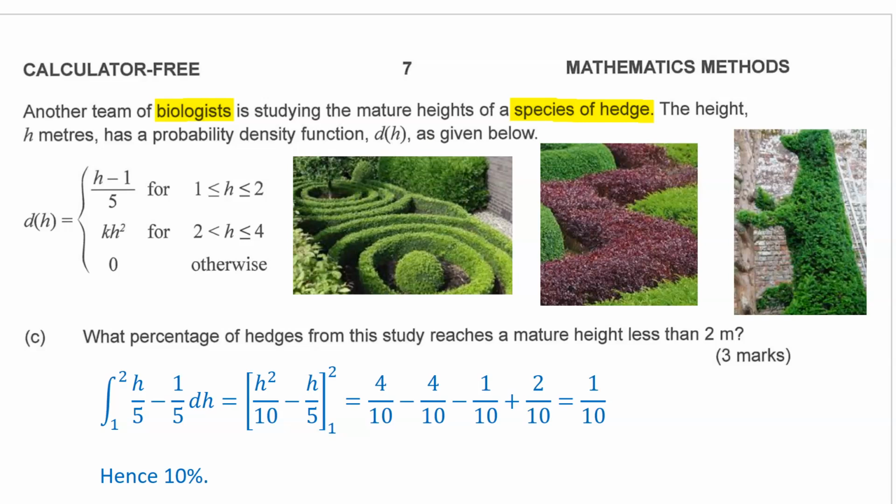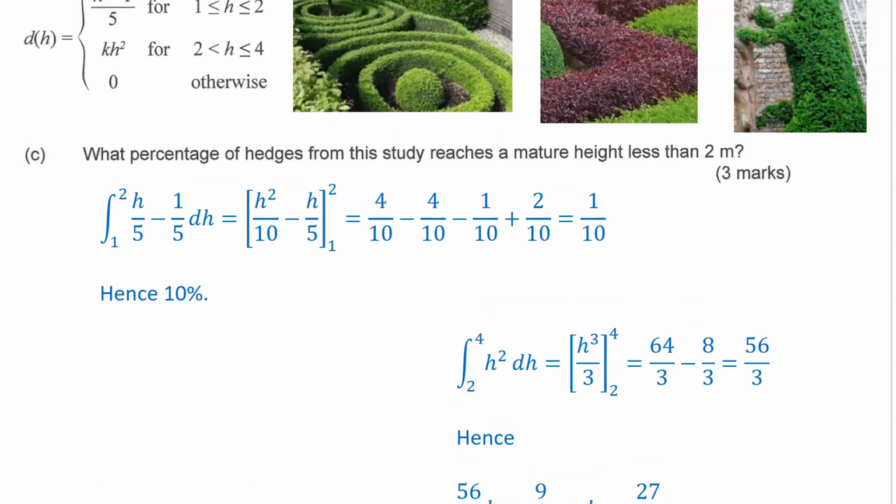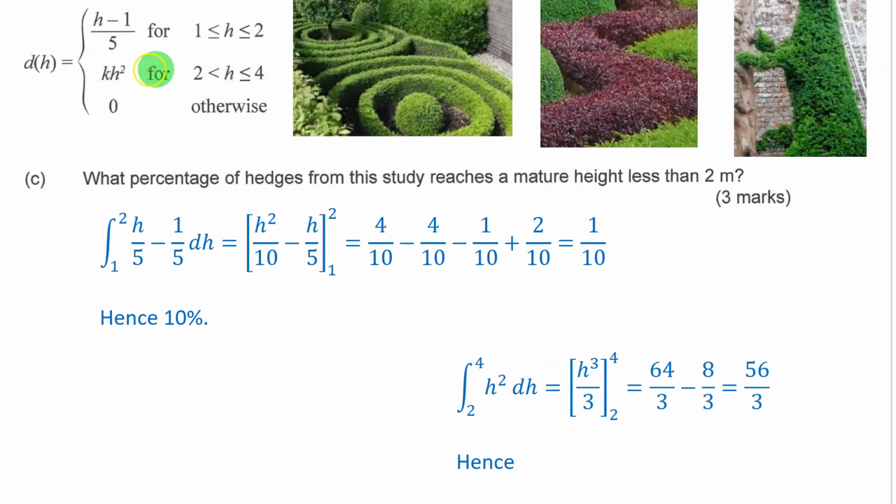Then we're on to part D of this question. Determine the value of k. So we need to look at the second part. We know that if we integrate this function between 2 and 4, we have to end up with the other 90%, because we've got 10% of heights accounted for in the first part.